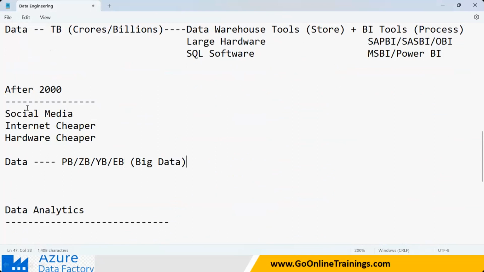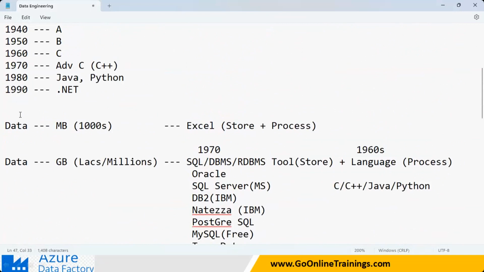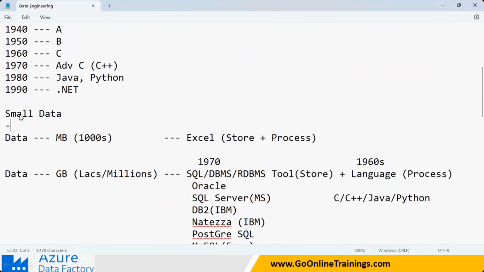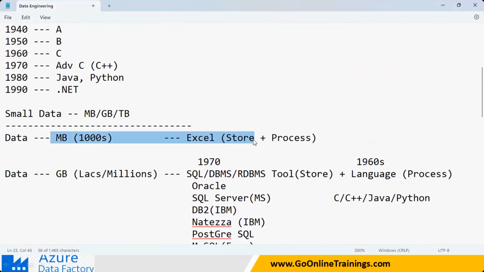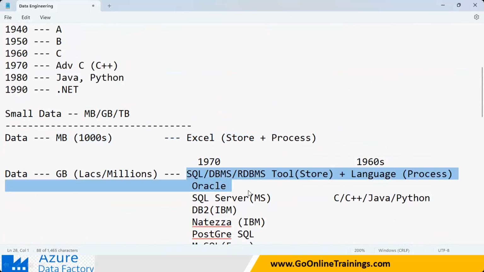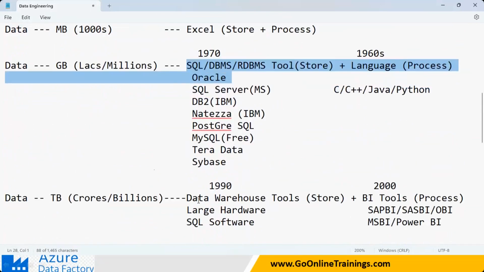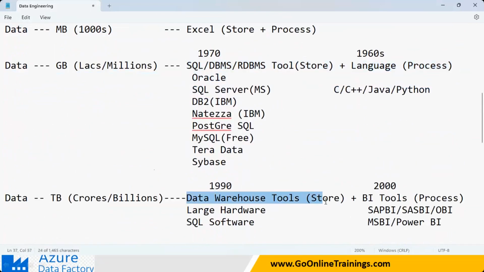Clear? So up to this, it is called small data. So what does small data mean? Maybe megabytes, gigabytes, or terabytes of data is called small data. You can store it in your Excel sheets, or you may use SQL software, or you may be using data warehousing technologies.